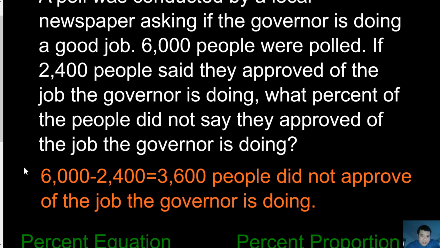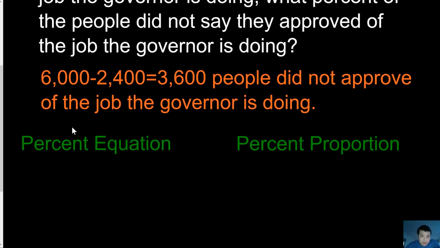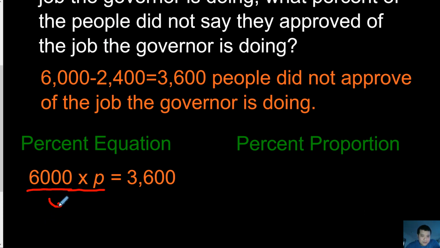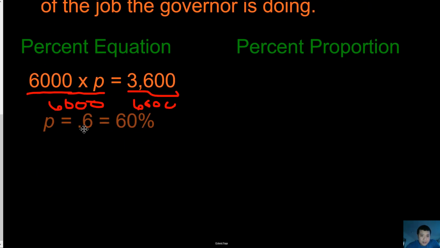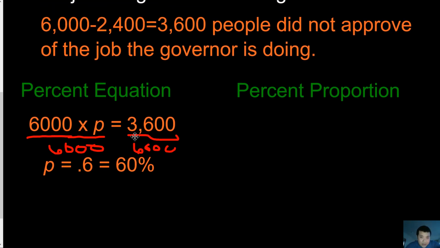Okay. So we need to figure out what this is as a percentage. So this is our part. 6,000 is our whole. Let's start with the percent equation. We know that 6,000 times some percent gets us 3,600. So that's how we set it up. We're looking for that percentage right there. And so in order to solve this, again, we're going to divide by 6,000 on both sides. And when we do that, we find that P as a decimal is 0.6, which means that 60% of the people did not think the governor was doing a good job.